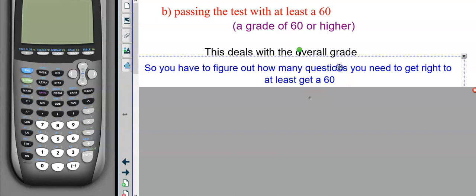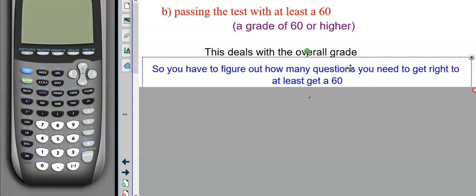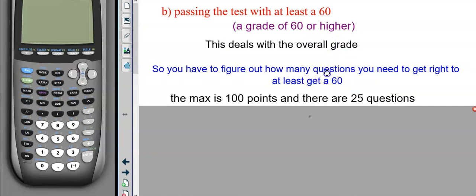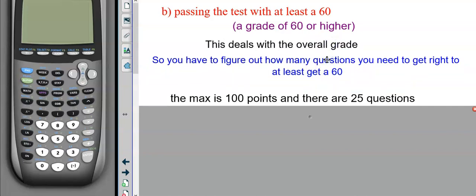So we have to figure that part out. That's what our work is going to be done to start off with first. Because again, we've been talking about the number of questions correct. Right here, we're talking about the overall grade. So how many questions will we need to get right? How are we going to figure that out? What we have to do is figure out how much each question's worth, and then we can multiply that by how many questions we're supposed to get right so that we can at least get a 60. So we need to find the worth of each question.